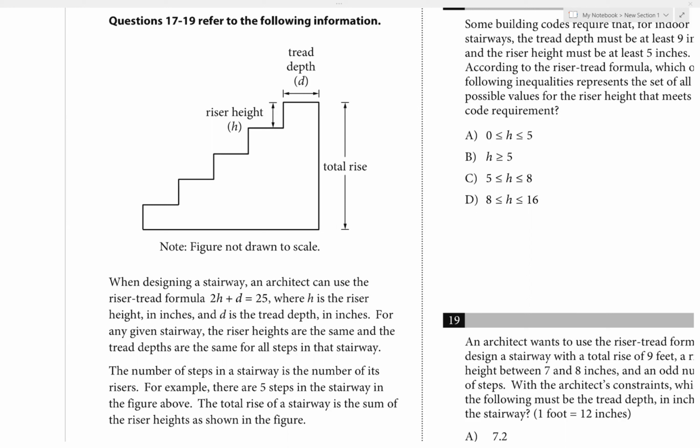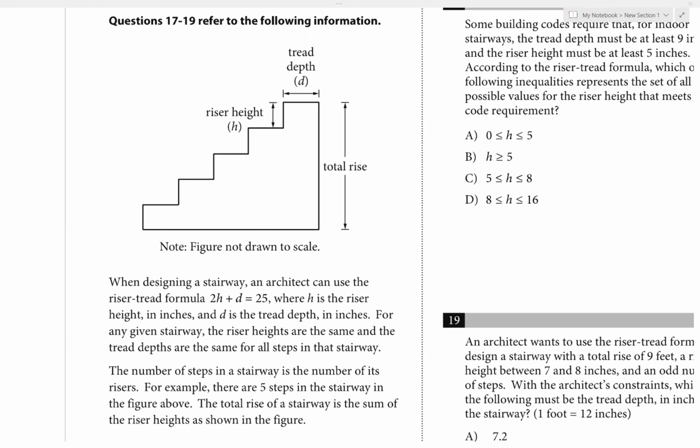Okay, for any given stairway, the riser heights are the same and the tread depths are the same for all the steps in that stairway. All right, the number of steps in the stairway is the number of the risers. For example, there are 5 steps in the stairway in the figure above. The total rise of the stairway is the sum of the riser heights as shown in the figure.